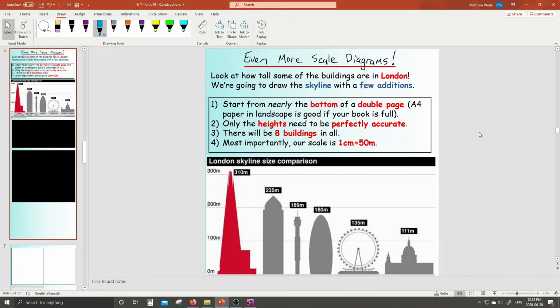Good morning, year sevens. This is our very last lesson of our brand new unit of scale diagrams. It was only just a short unit, this. But yeah, you've done really well at it.